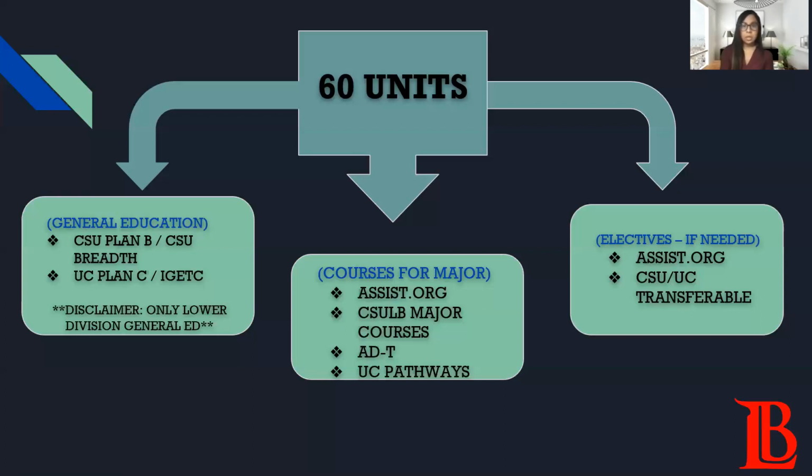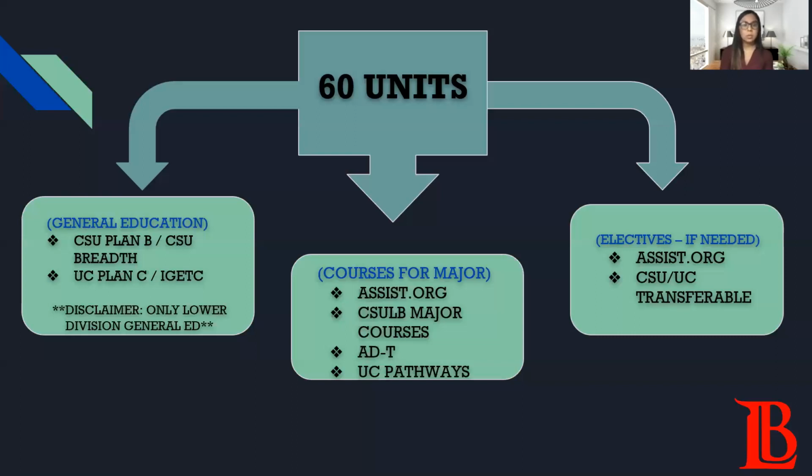There's another thing called ADT, which is an Associate Degree for Transfer, which also gives you a list of courses that you need to take in order to transfer to the university that you wish to transfer to. And also UC pathways. I just want to note that these terms will be talked about more in depth later in this presentation.